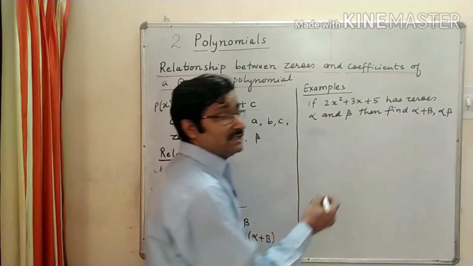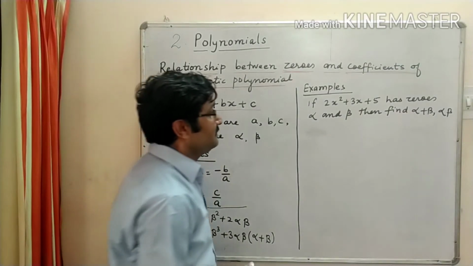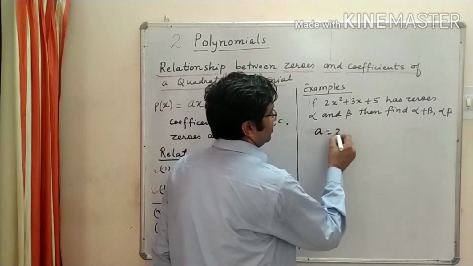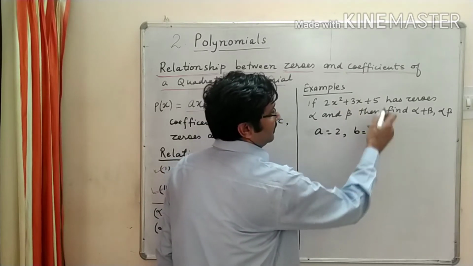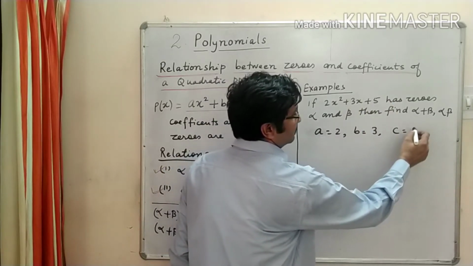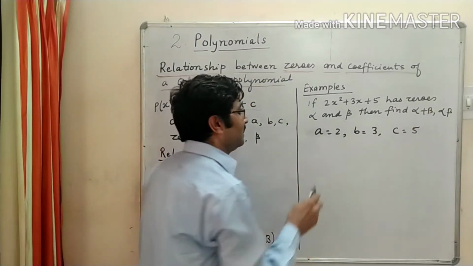So look here, what is a here? Can you tell me what a is? Yes, a is 2. What is b? b is 3. And c is 5. Now what do you have to find? Alpha plus beta and alpha into beta.